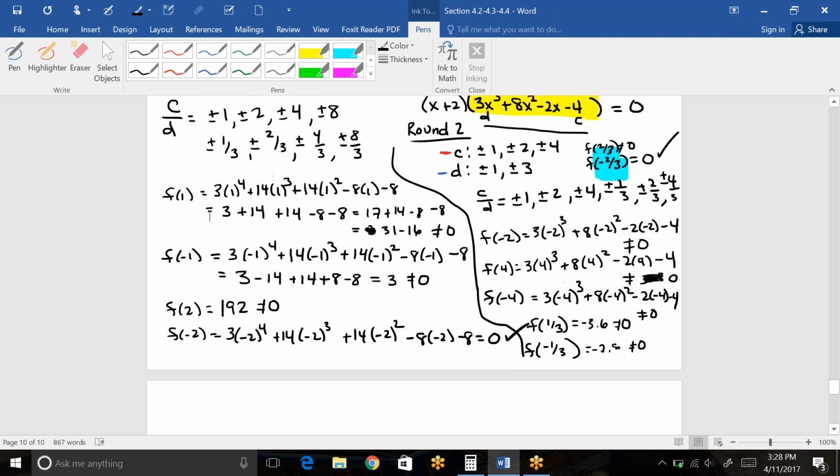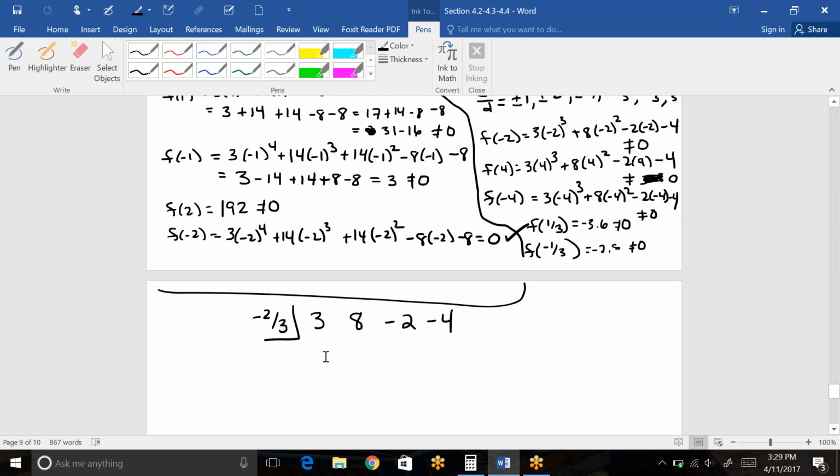But we need to start with a negative 2/3 in our box for synthetic division. So this is kind of still continuing from above. So negative 2/3, and then our coefficients are 3, 8, negative 2, and negative 4. We already know that that's going to come out to 0. That's what we just spent our time doing.